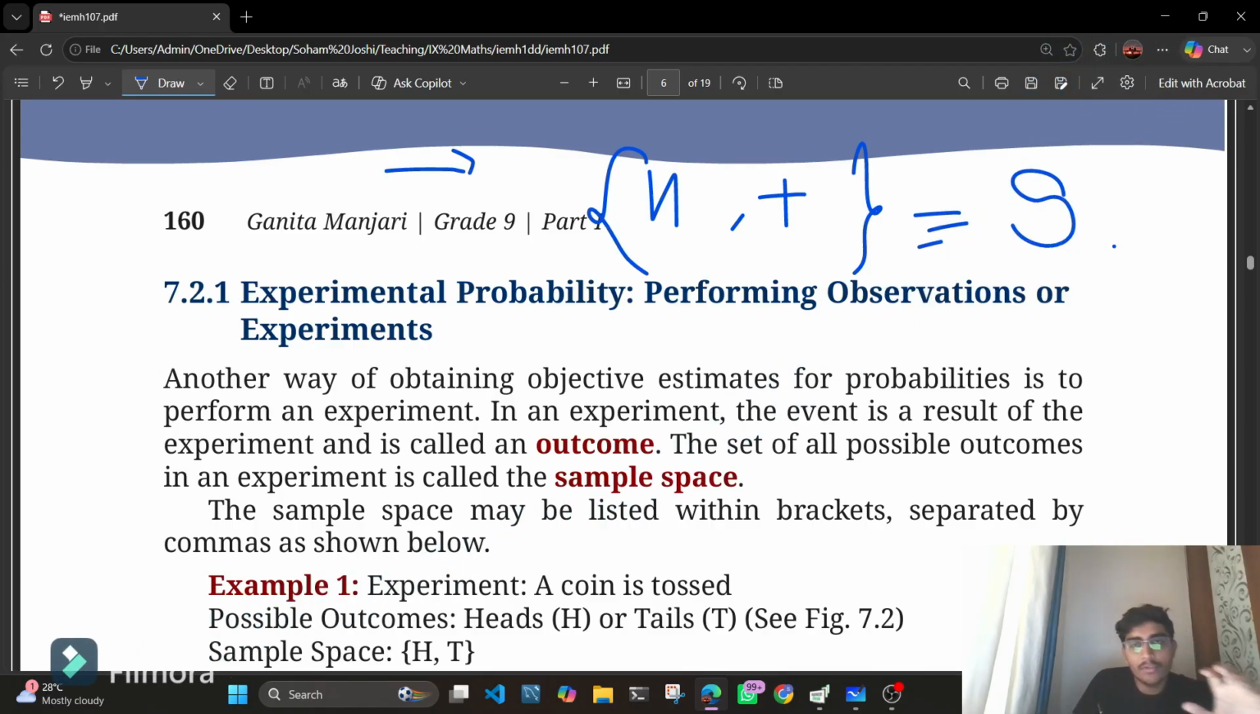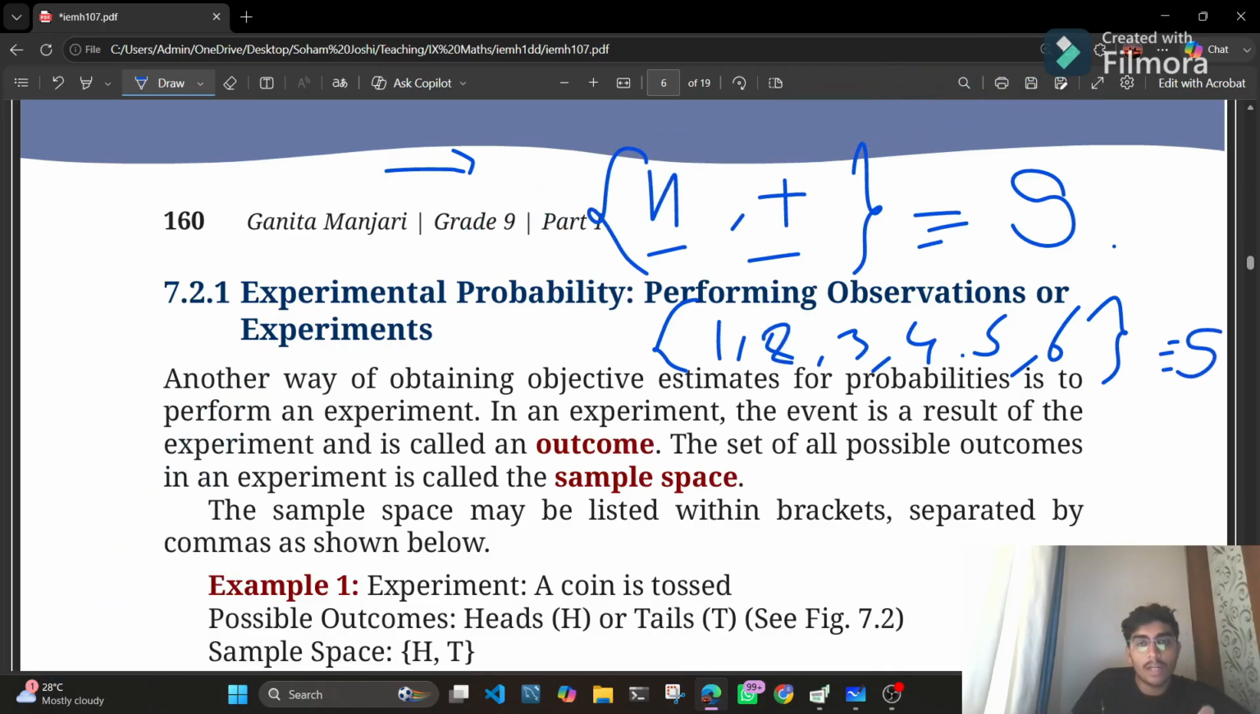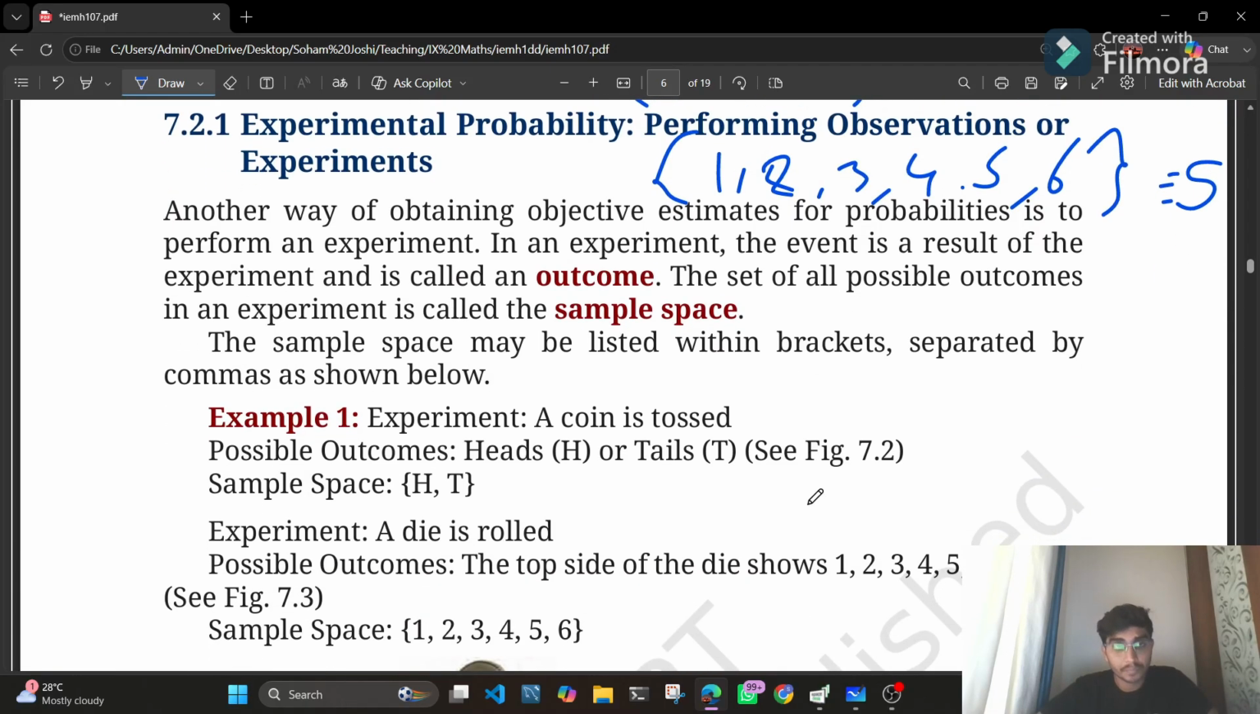Now, if I roll a die, what all are the possible outcomes? For a coin, either heads or tails, so this is my sample space. If I roll a die, I'll get one or two or three or four or five or six, right? So here this becomes my sample space because these are all the possible outcomes. So therefore, the set of all the possible outcomes is called a sample space.